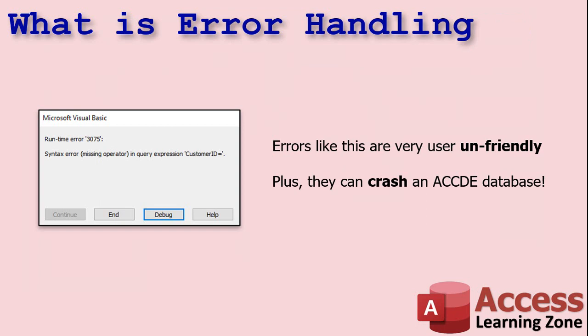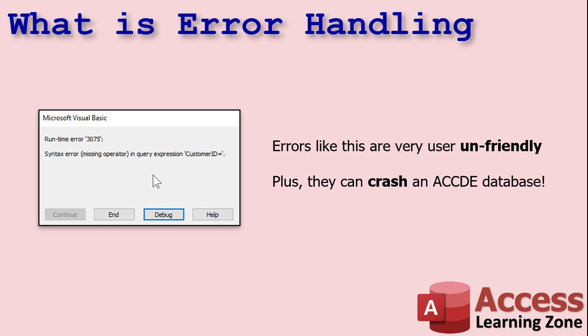So what is error handling? Well, error handling is basically putting stuff in your code to avoid things like this, right? This runtime error 3075. Errors like this are very user unfriendly. Your end user is going to get this and go, what? Plus, if you've compiled your database and made an ACCDE file, which you should before you give your end users your database, this won't show up.